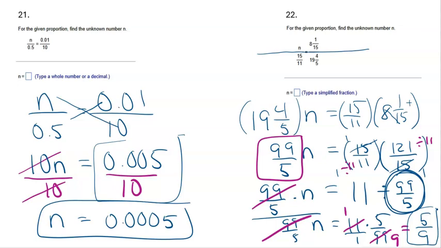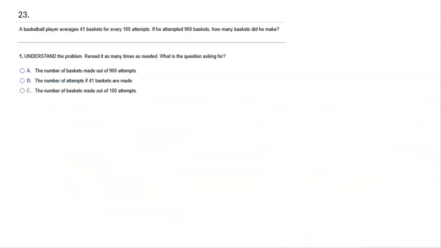I might have needed a little bit more space for that problem. I apologize. All right, problem 23, we're getting there. So a basketball player averages 41 baskets for every 100 attempts. That sounds like a ratio, doesn't it? 41 baskets on top, 100 attempts on the bottom. Then it says if he attempted 900 baskets, how many baskets did he make?